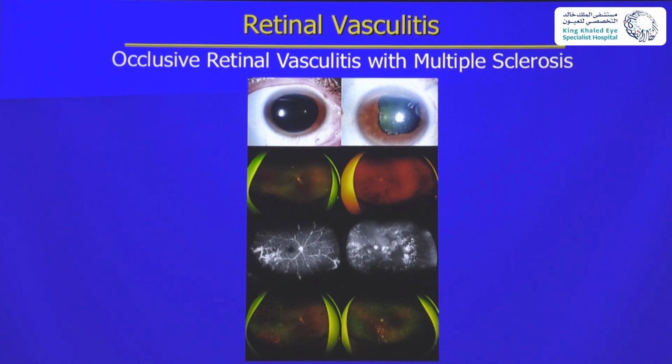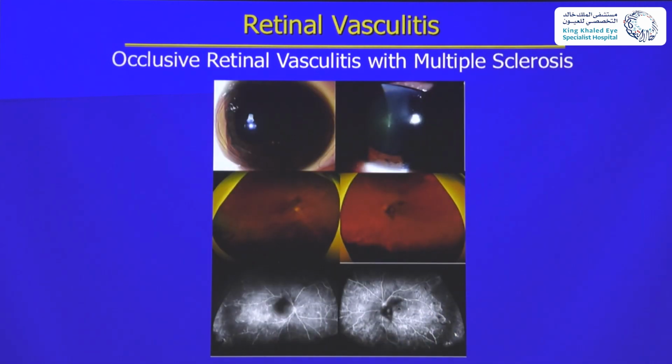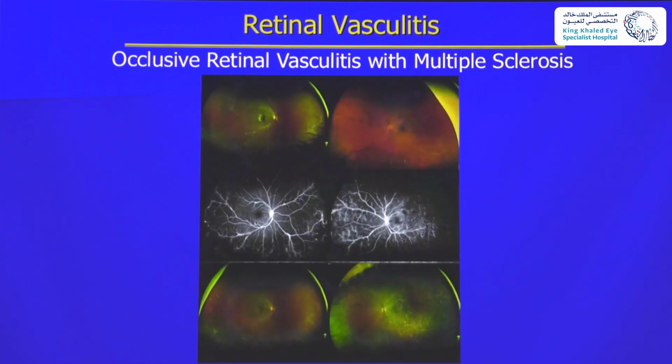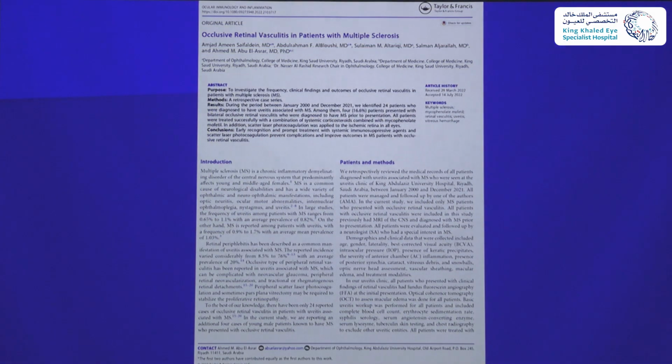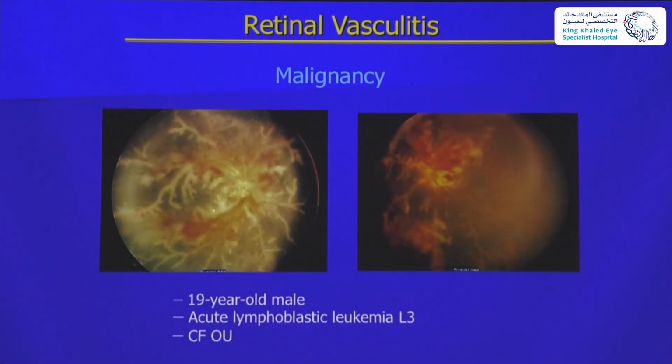We applied scatter laser photocoagulation to this eye, and this is another patient with retinal ischemia, another patient with retinal ischemia. So we published these four cases because it's not common to have occlusive retinal vasculitis in patients with multiple sclerosis. Now, this is the last clinical case, malignancy.